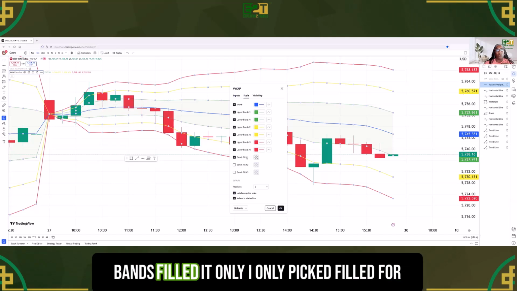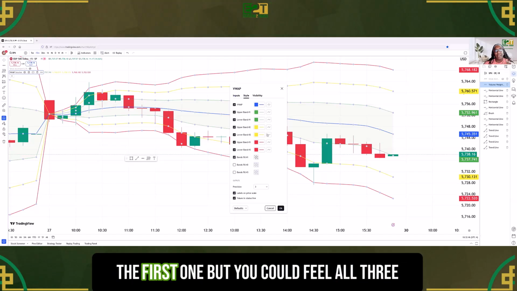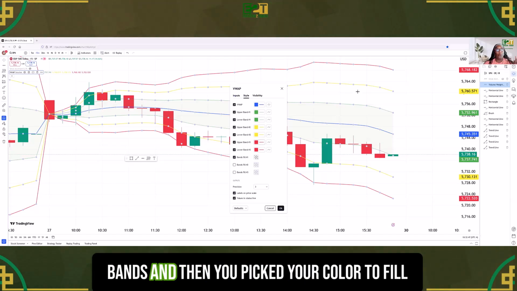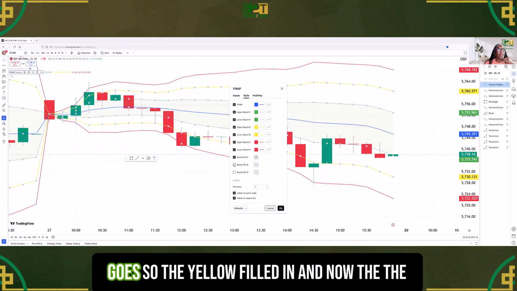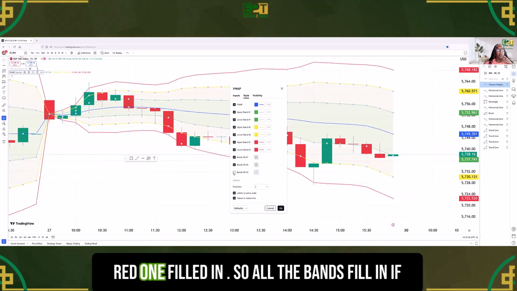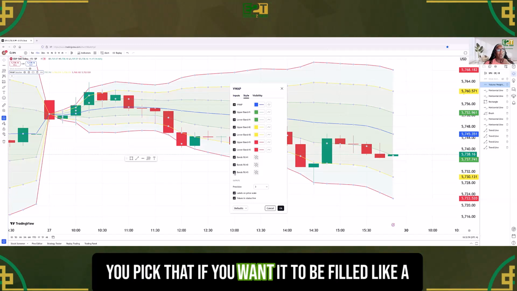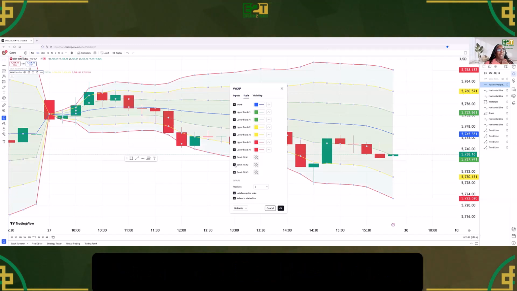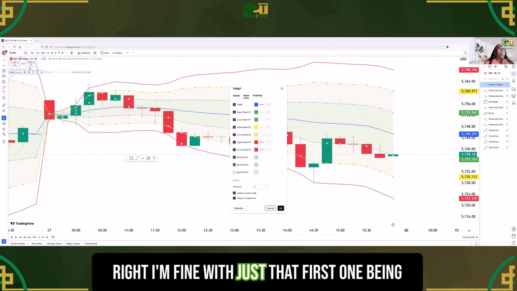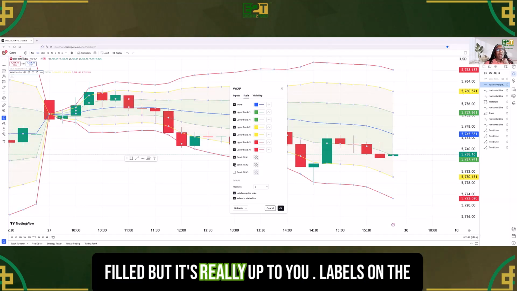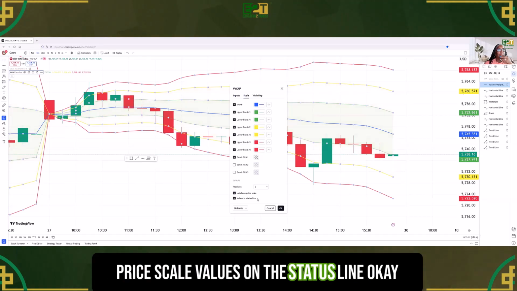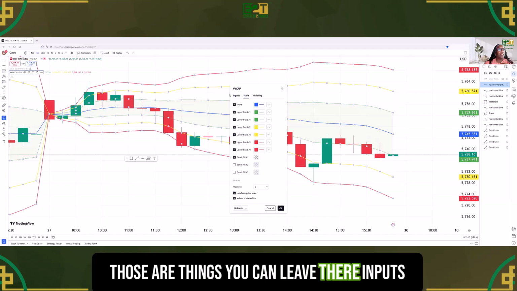Do you want the bands filled? I only picked fill for the first one, but you could fill all 3 bands and then pick your color. There we go. So the yellow filled in, and now the red one filled in. All the bands fill in if you pick that, if you want it to be filled like a cloud. I'm fine with just that first one being filled, but it's really up to you. Labels on the price scale, values on the status line, those are things you can leave there.